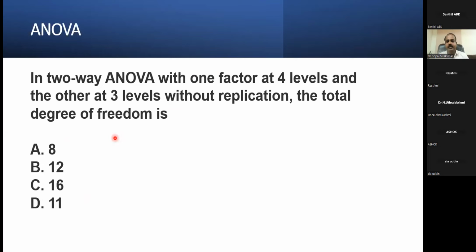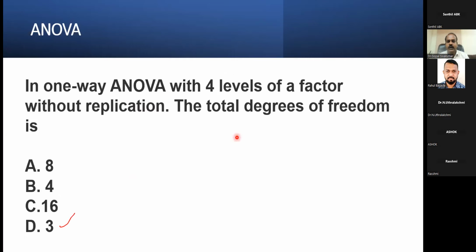In two-way ANOVA, with one factor at 4 level, another factor at 3 level, without replication, what is the total degree of freedom? First of all, tell me what is the total number of experiments with one factor at 4 level, another factor at 3 level? 12. So what is the degree of freedom? 12 minus 1, 11. You know the answer. 11 is the correct answer. In one-way ANOVA, with 4 levels of a factor, without replication, what is the degree of freedom? 3. 4 minus 1. If replication is given, then you need to account it properly, right?